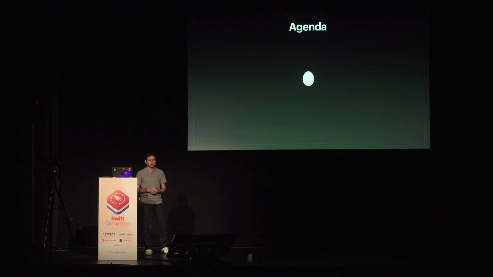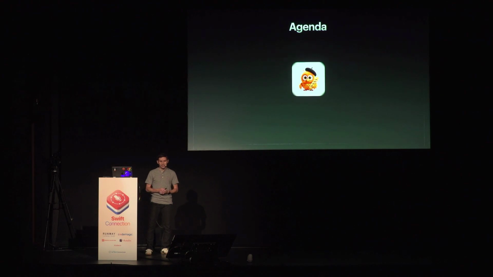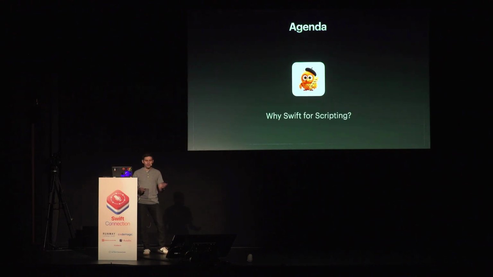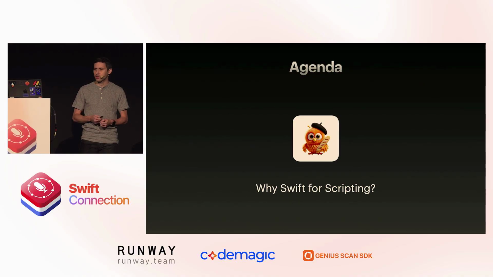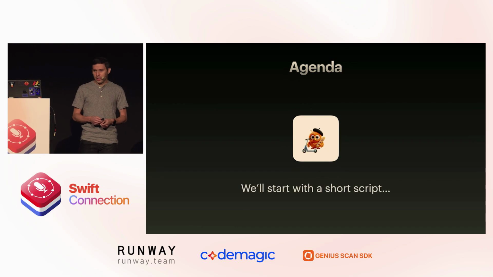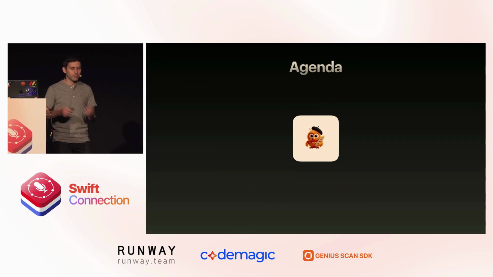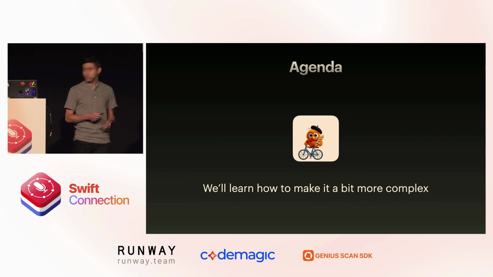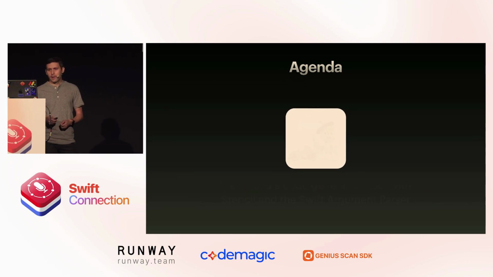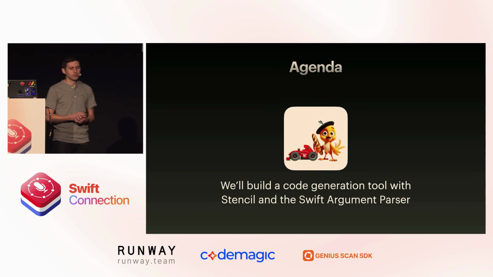How we're going to do this? So I wanted to meet my little friend, Petit Swift. He's the Swift bird. And we're going to first quickly discuss why Swift and not other languages. Then we'll try a short script. Then we'll try to make it a bit more complex. And then we'll try to do another tool. It's going to be a bit more powerful.